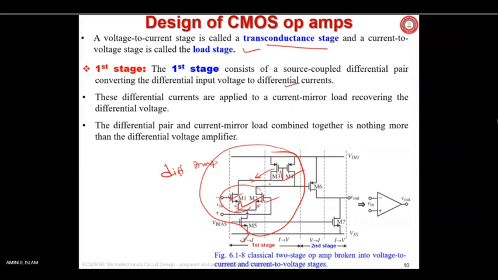This is the differential current as the output. These differential currents are applied to a current mirror circuit load, recovering the differential voltage. Now, the differential pair and current mirror load combined together is nothing but a differential amplifier. The first stage is a differential amplifier.